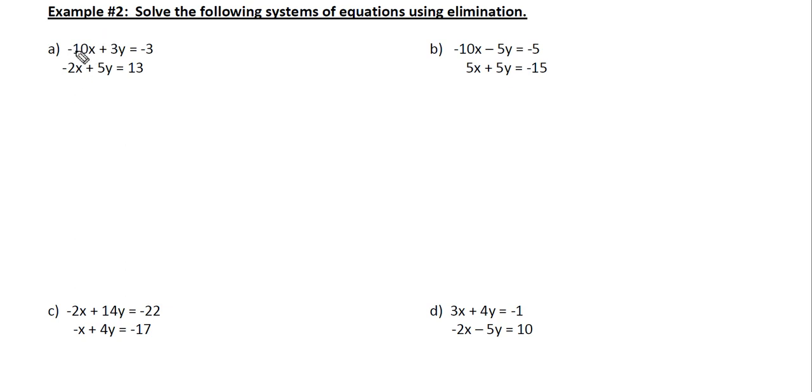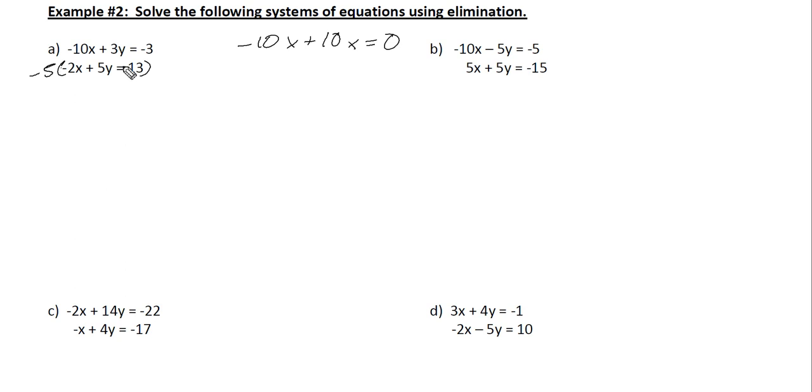So 10 is a multiple of 2. What we've just got to do is make this into a positive 10x, because negative 10x plus positive 10x would cancel out. That would give us 0. It would cancel out the variable. So we want to multiply the second equation by something that's going to give us positive 10x.